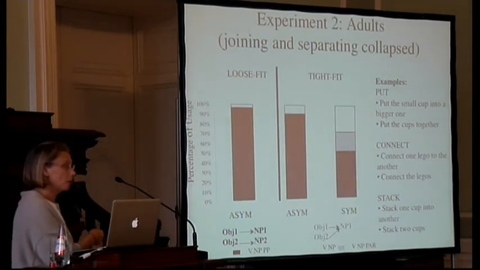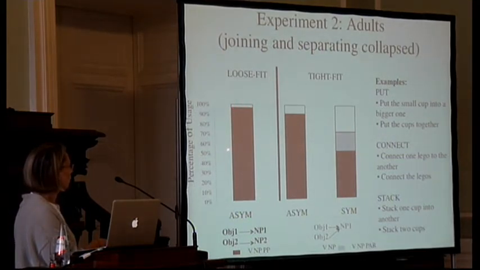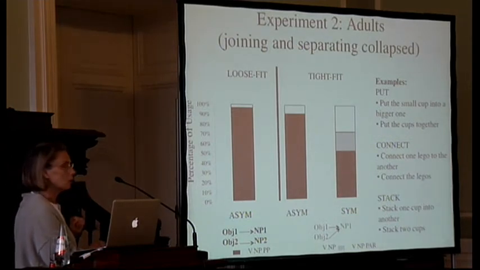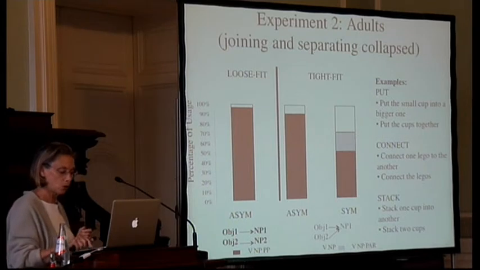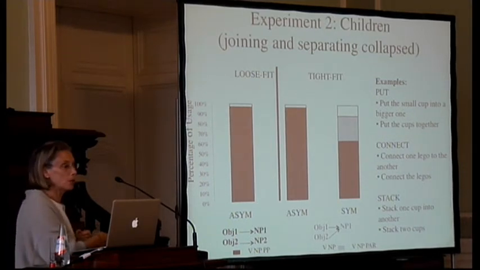Experiment 2, the Bowerman and Choi replication, we get the same effect, again with loose fit asymmetrical having lots of these put one cup into the other, and the tight fit symmetrical going way down in those and having more of the conjoined ones. And in Experiment 2, the same thing happens with children.